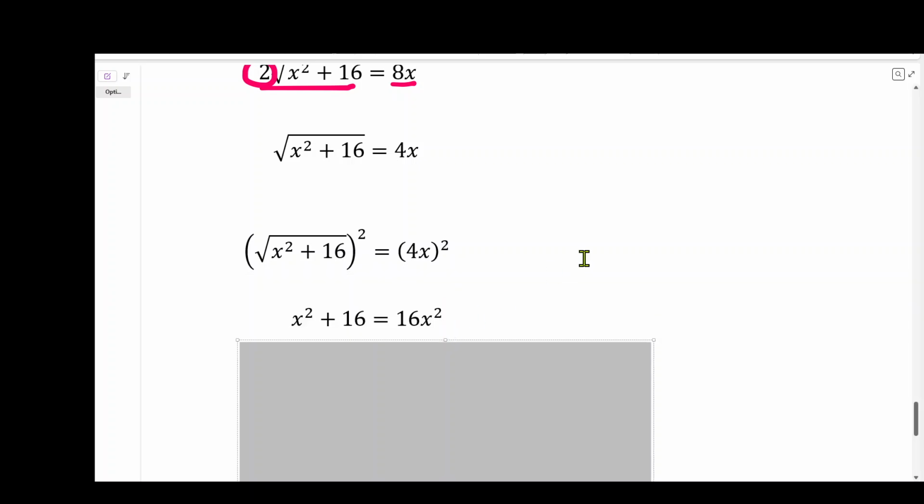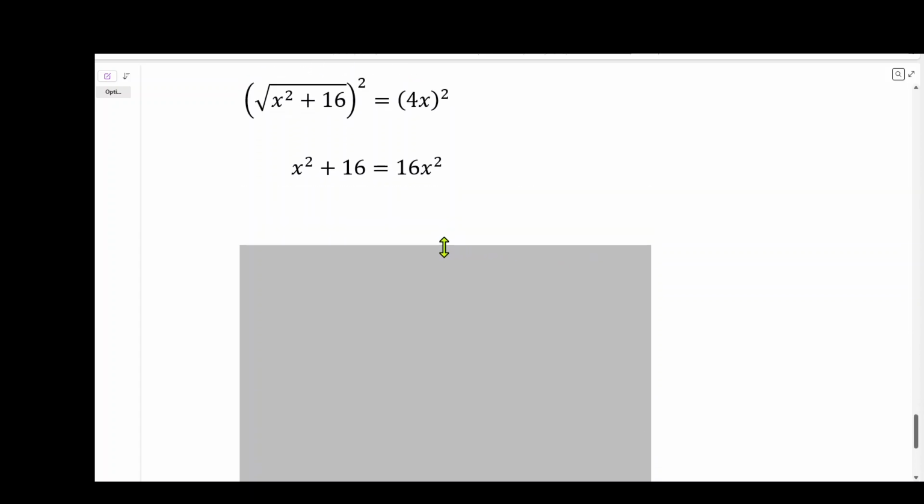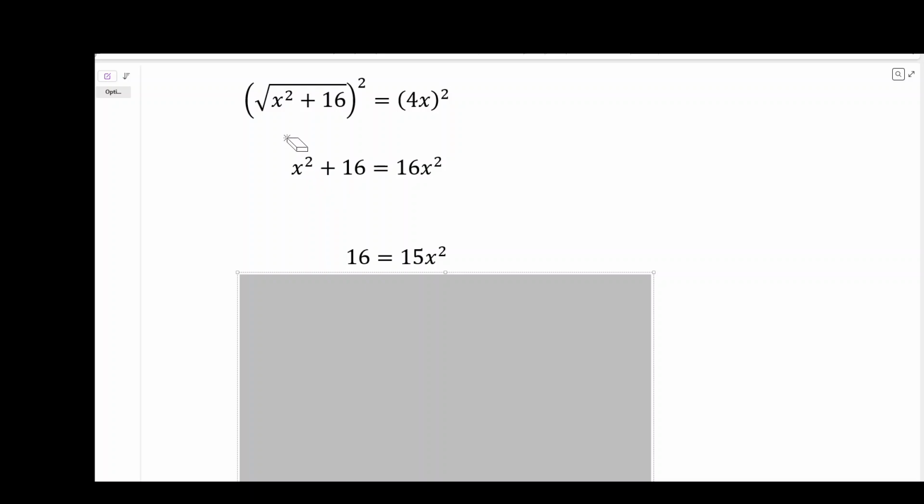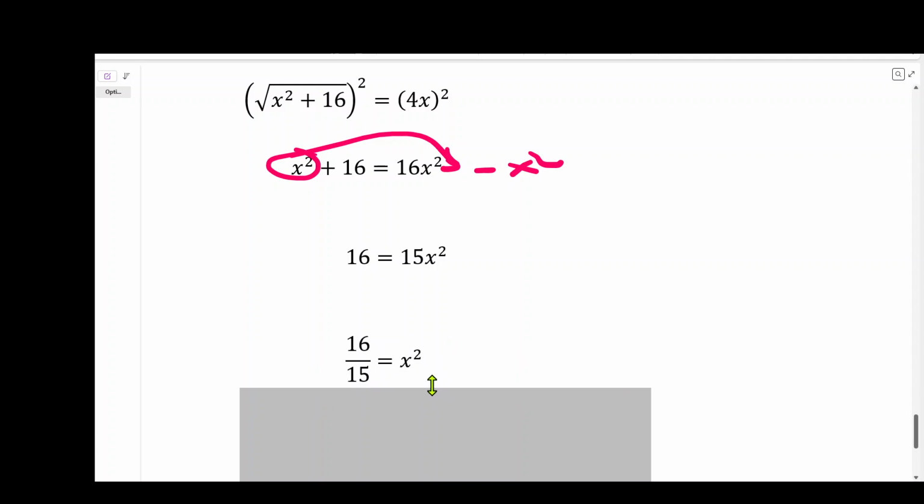And we end up with this. X squared plus 16 equals 16x squared. Collect like terms, so obviously I took 1x squared, moved it over here. 16x squared minus 1x squared is 15x squared. Divide by 15.